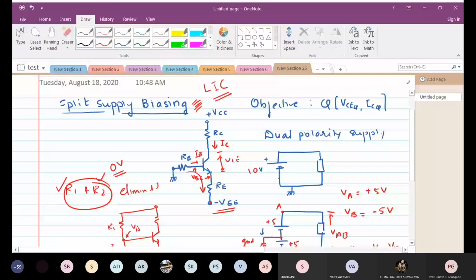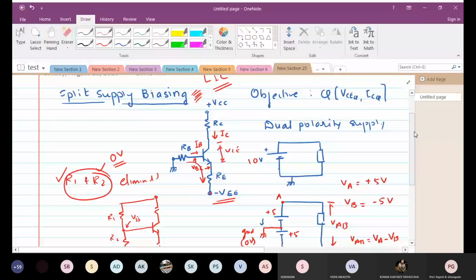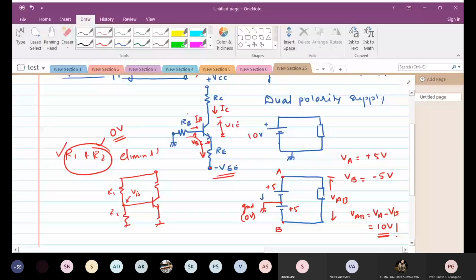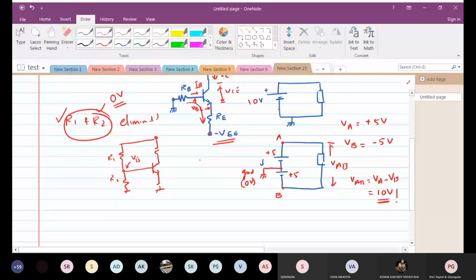I just wanted to introduce to you that there is one more type of biasing, and that is called the split supply biasing. More about this maybe later if we get some time. I can show you the design also for this particular split supply biasing with the same values that we have already taken for the three circuits.